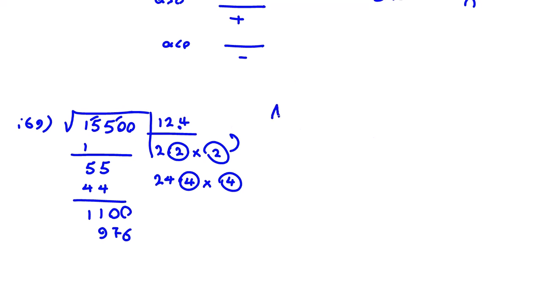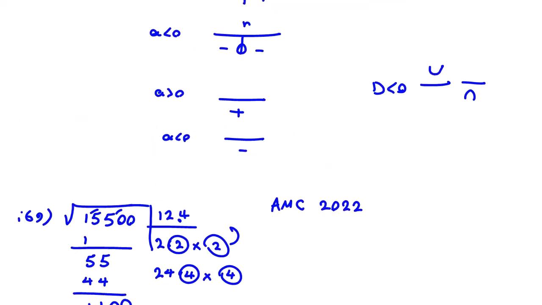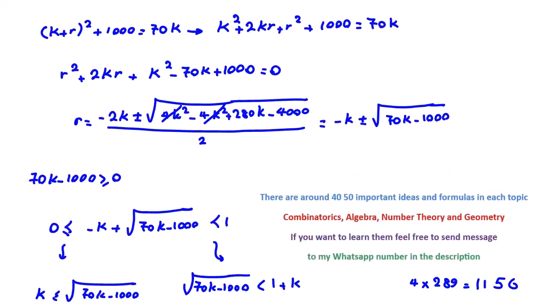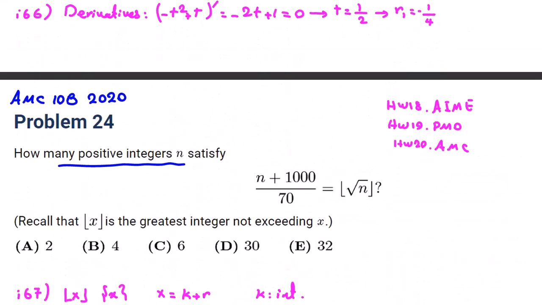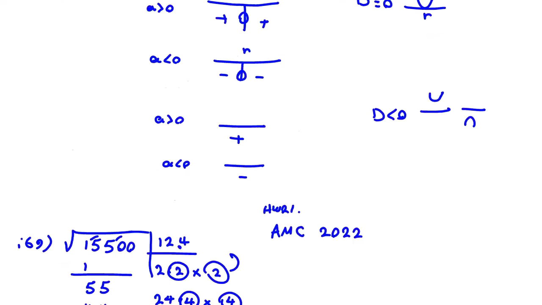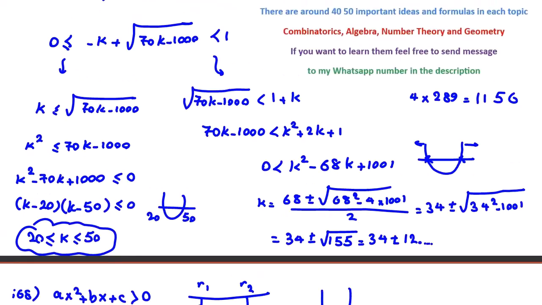In this problem, we don't need this, but in one problem of AMC 2022, you could use this one to find the answer quickly. So it will be homework what? How many homeworks did we have? Homework 20, homework 21. I don't want to know what the exact problem was. As I said before, send a message to my WhatsApp number. Okay.